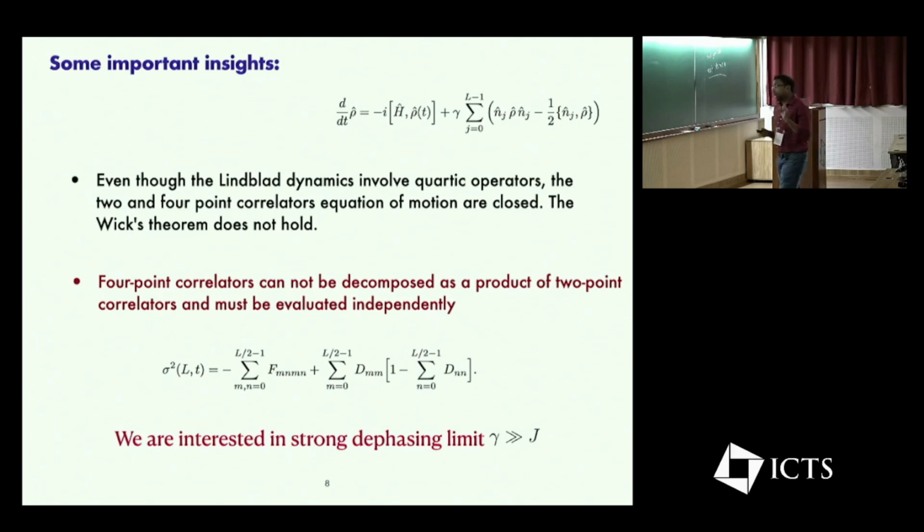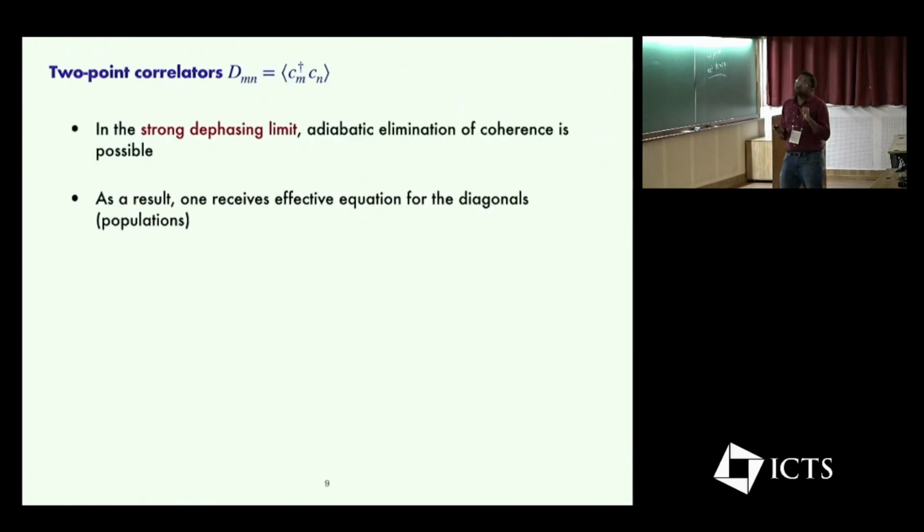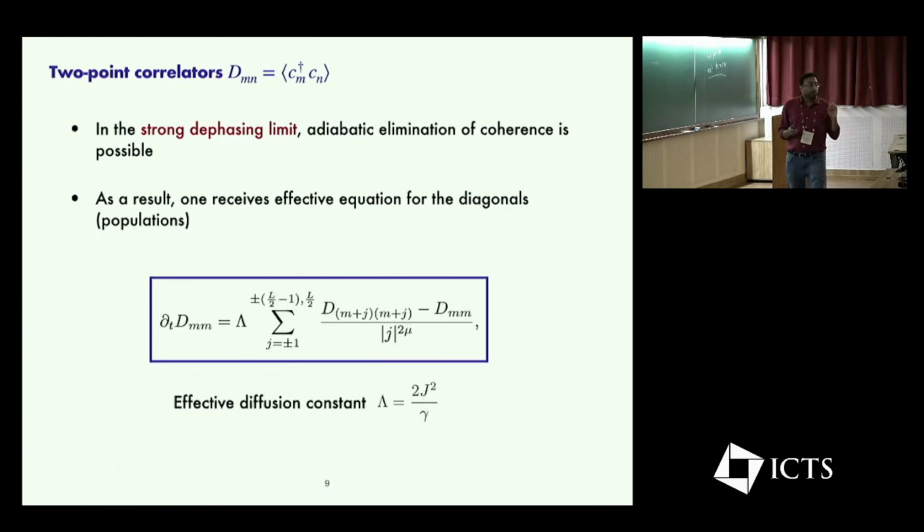But still, there's some difficulty. So what we do is go to something called the strong dephasing limit. This gamma is the dephasing, which comes from the openness of the system. In that limit, it is the largest energy scale of your problem and your life simplifies a bit. In this strong dephasing limit, you can write an effective equation for the 2-point and 4-point correlators, and that is all you need to calculate the number fluctuation.